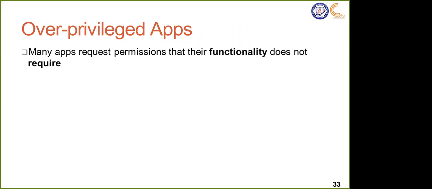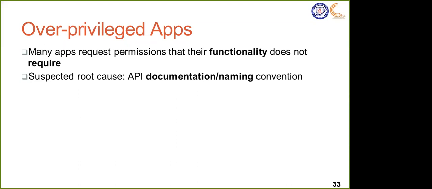And there are the overprivileged apps. This generally happens because of third-party applications or novice app developers, who do not know which permission is actually needed for their functionality. So they just randomly include multiple permissions to overcome crashes caused by permissions. The suspected root cause for this is the API documentation and naming convention, which do not correlate to each other.